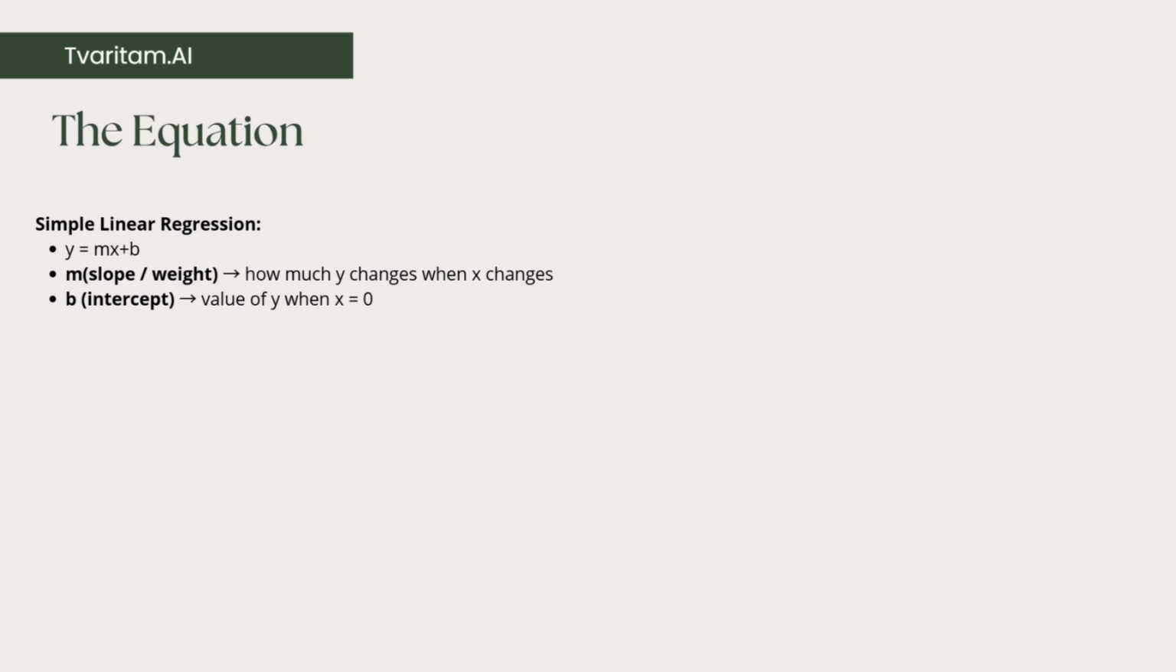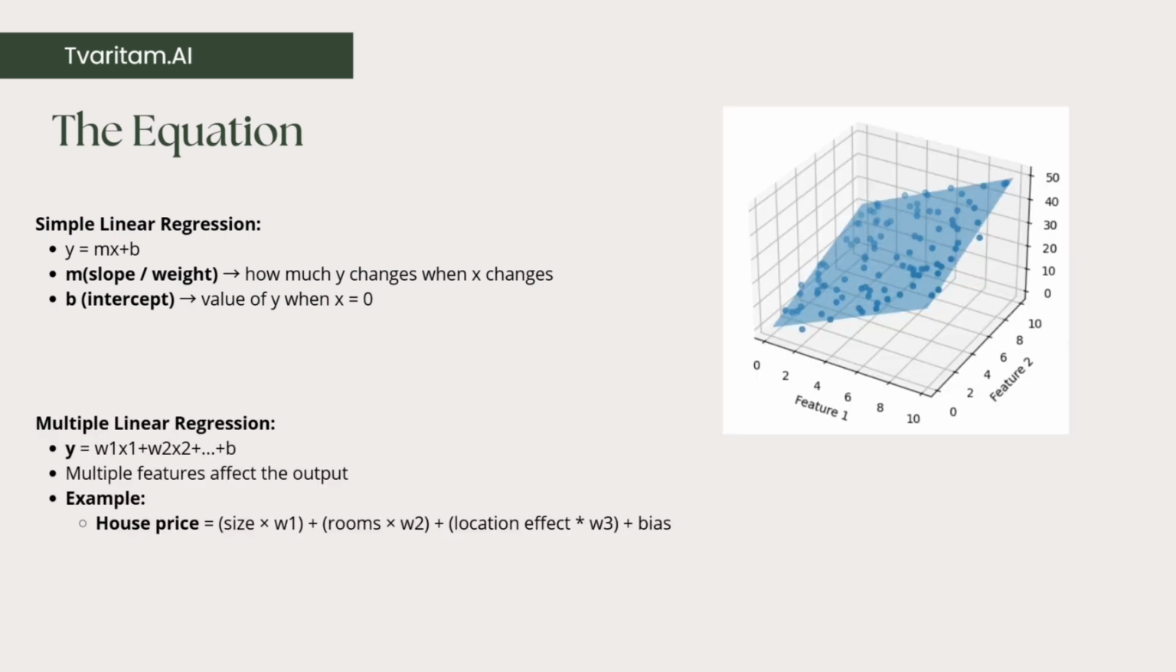Now usually we will have multiple inputs instead of just one, and this is called multiple linear regression. The equation becomes y equals w1x1 plus w2x2 plus w3x3 and so on, and in the end we add the bias term. Here each input feature like x1, x2 or x3 has its own weight. These weights determine how important each feature is in predicting the output.